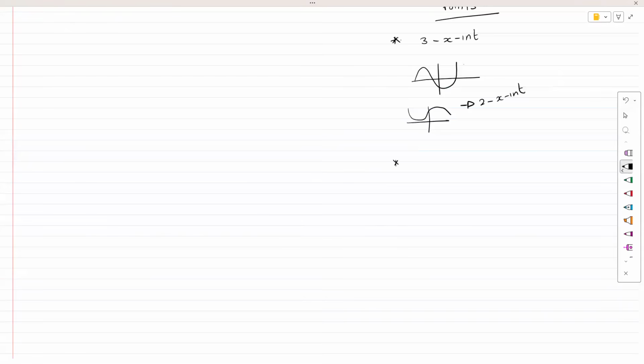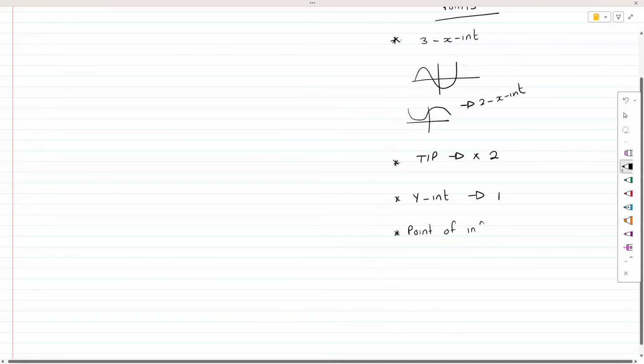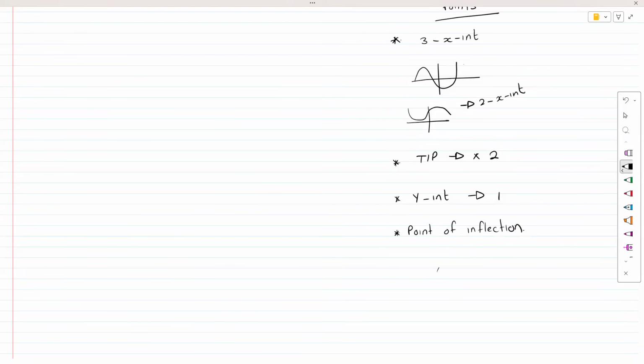They are always 3 or 2, right? The next one is the turning points. For you guys, the turning points are always 2, right? There is a y-intercept. The y-intercept is always just 1. And there's one more point that's called the point of inflection. The point of inflection is not exactly in the center, but it lies from one turning point to the other turning point. You can get it by taking the 2 turning points and dividing by 2.